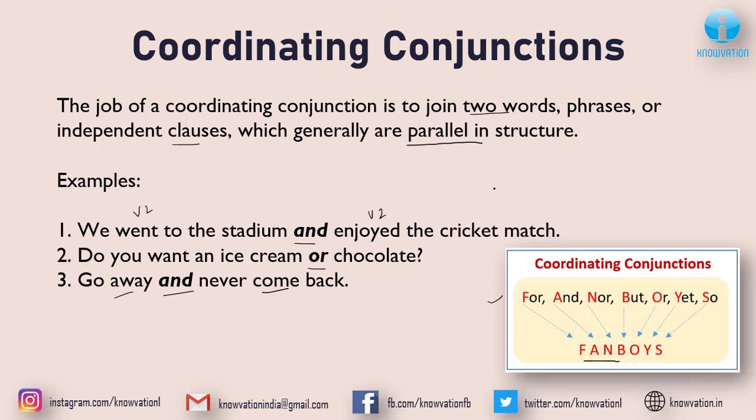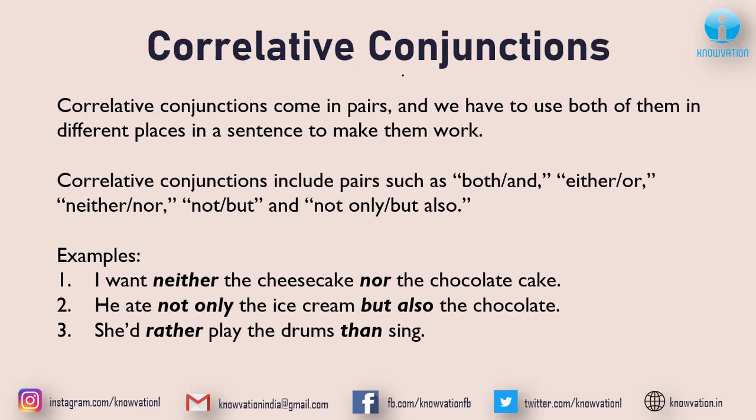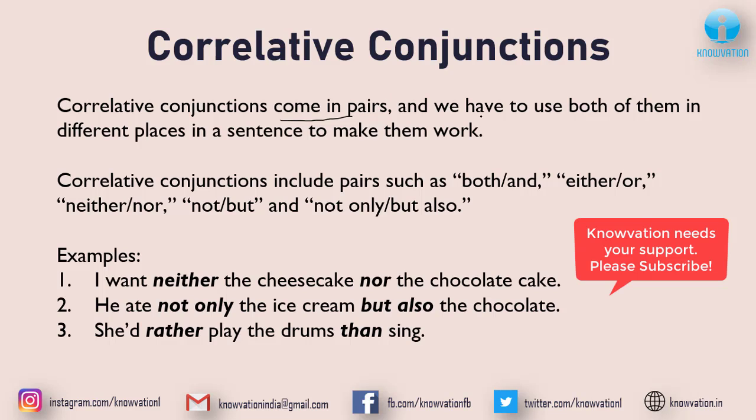All right. Coming to the correlative type of conjunctions. One very important thing related to them is that they come in pairs. ये अकेले नहीं आते हैं, ये अपने जोड़ीदार के साथ आते हैं. Okay, so we have to use both of them in different places in a sentence to make sense out of them. All right, so let's see some examples like both, and; either, or; neither, nor; not only, but also. So these are some of the correlative conjunctions.